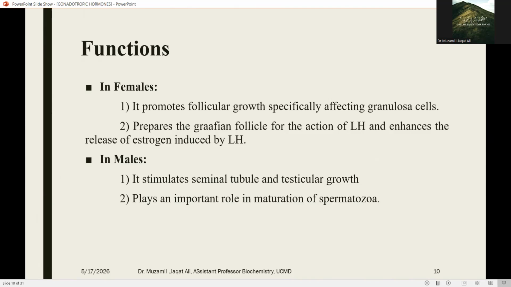So what about the role of FSH in males and spermatogenesis? The very first one is it stimulates the seminiferous tubules and testicular growth and acts on the Sertoli cells to support spermatogenesis. It converts primary spermatocytes to secondary spermatocytes. Spermatogenesis requires both FSH and testosterone. The latter is stimulated by LH. Absence of FSH stops spermatogenesis.